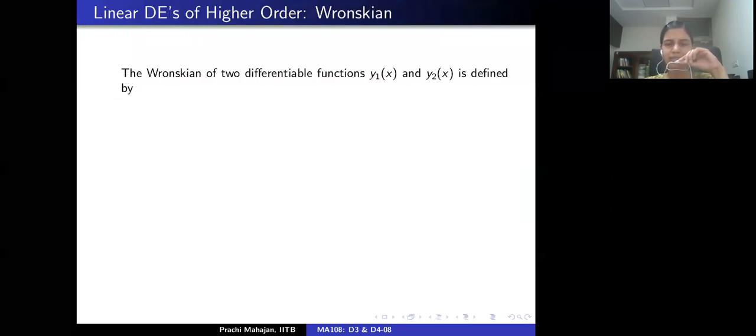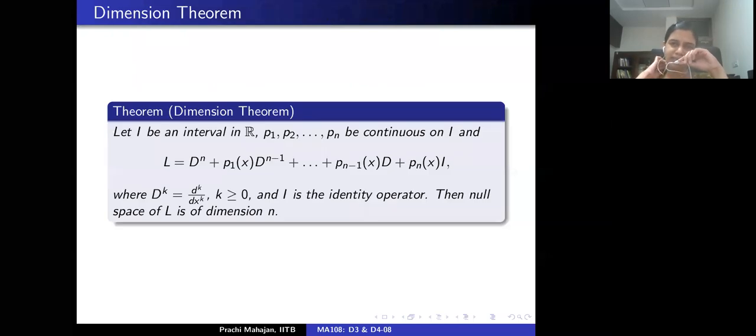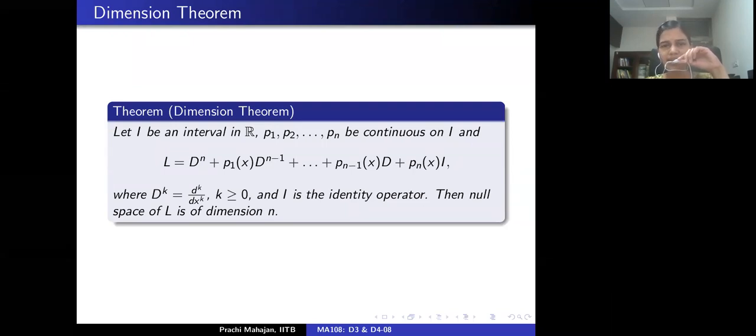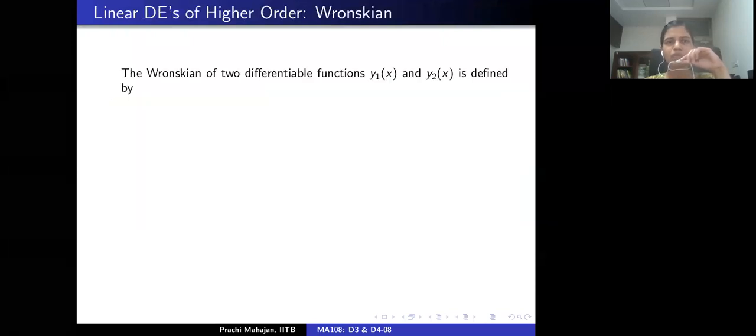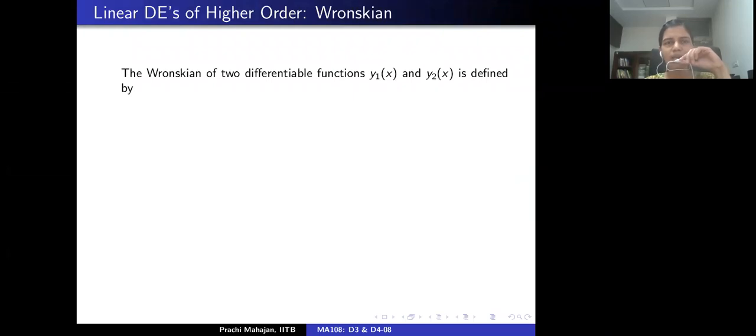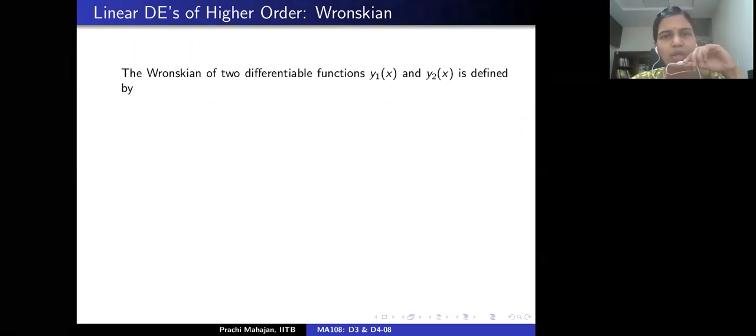Having understood the dimension theorem, the next natural question is to find a basis of the solution space, which means finding n linearly independent solutions of an nth order linear differential equation with continuous coefficients on a certain interval I, correct? Towards that end, we recall how we did this when we were dealing with second order linear differential equations. We appealed to the Wronskian, right?